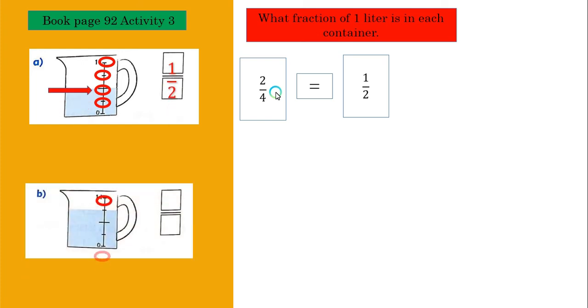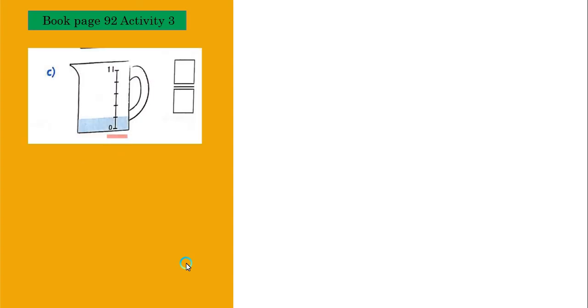And here, 1, 2, 3, 4. So the level of the water is here, and the parts is 4. The answer is 3/4. Now, 1, 2, 3, 4, 5. So it's 5 parts, and the level of the water is here. The answer is 1/5.